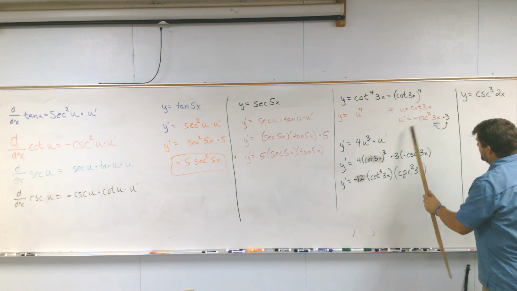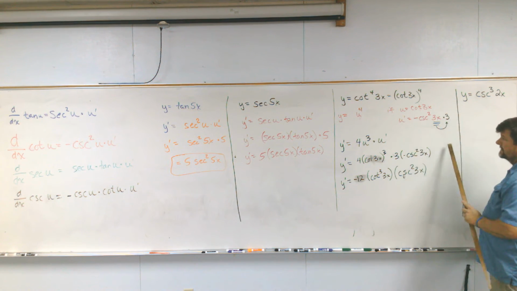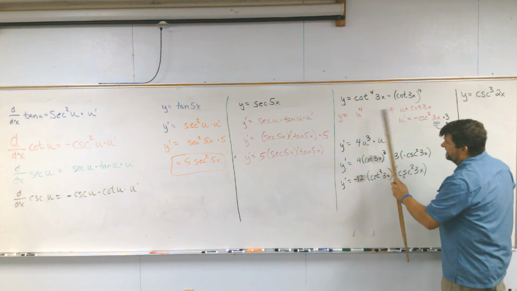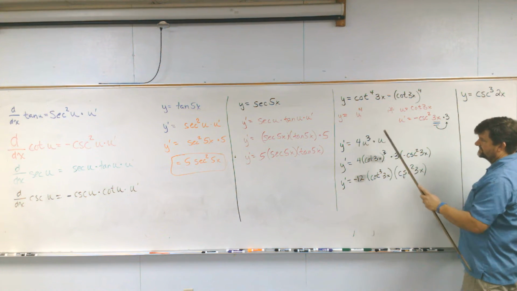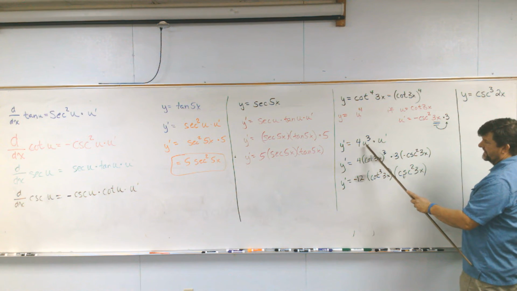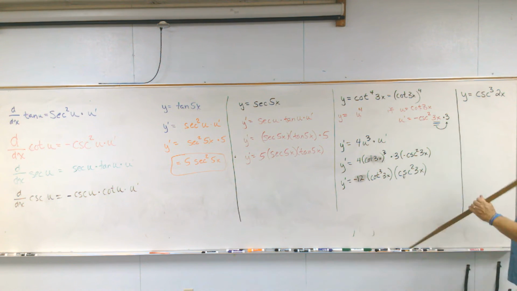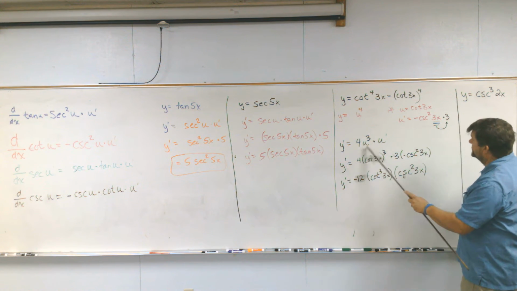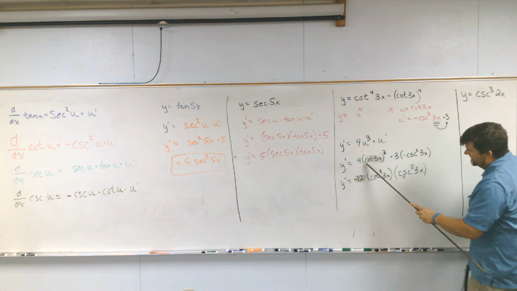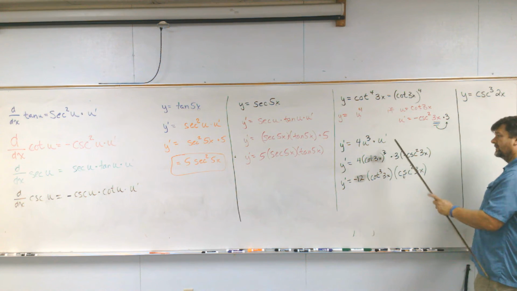So let's clean it all up. So now remember, this is u prime. So let's take the derivative of u to the 4th power. 4 minus 1 is 3 times u prime because we got to take the derivative of what was there. So now let's clean it all up. 4 times u, which is cotangent 3x, cotangent 3x to the 3rd power.